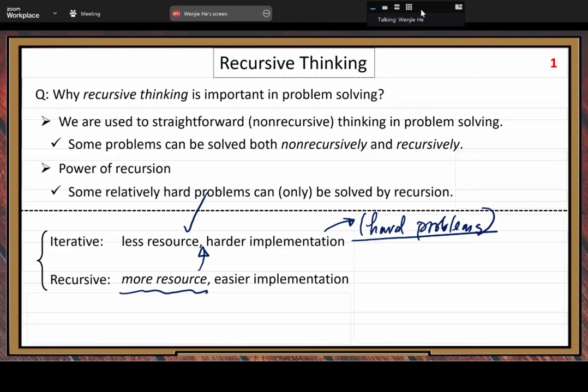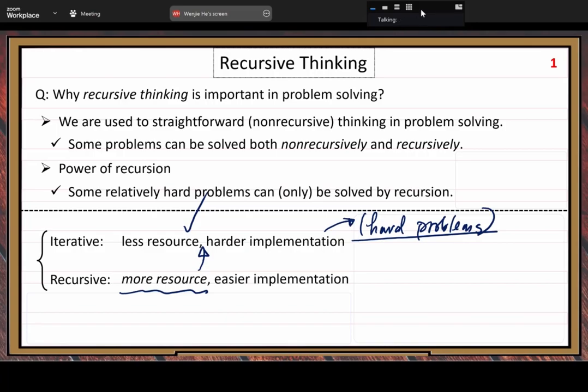The trade-off. But an easier implementation. We use recursion. We have a recursive formula, so we develop our recursive function. We call our functions recursively. Then we get a solution. So, easier implementation.